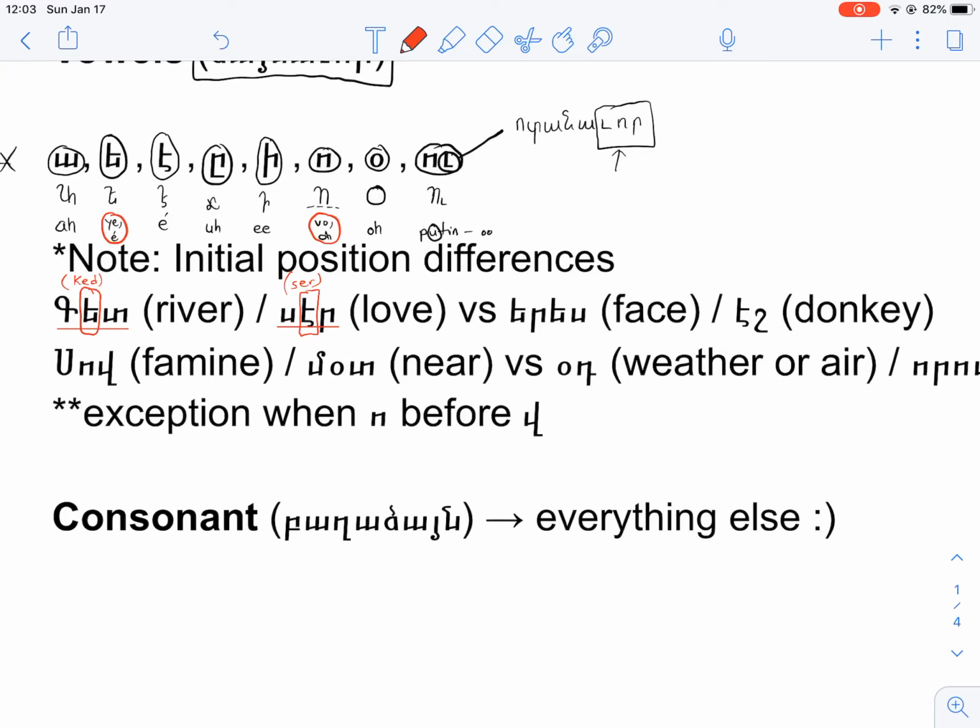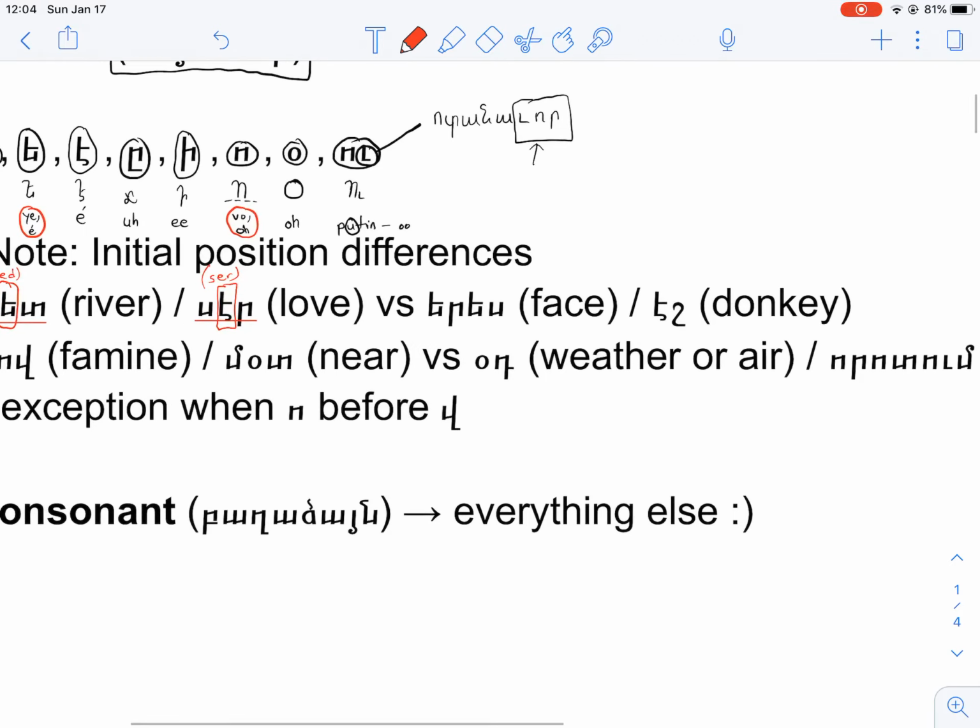That, my friends, is something that just has to be known just by repetition. It's very unfortunate. There is no way to distinguish. This is the challenge of spelling. So we cannot distinguish. However, let us compare this with the word for face, which is yeres.